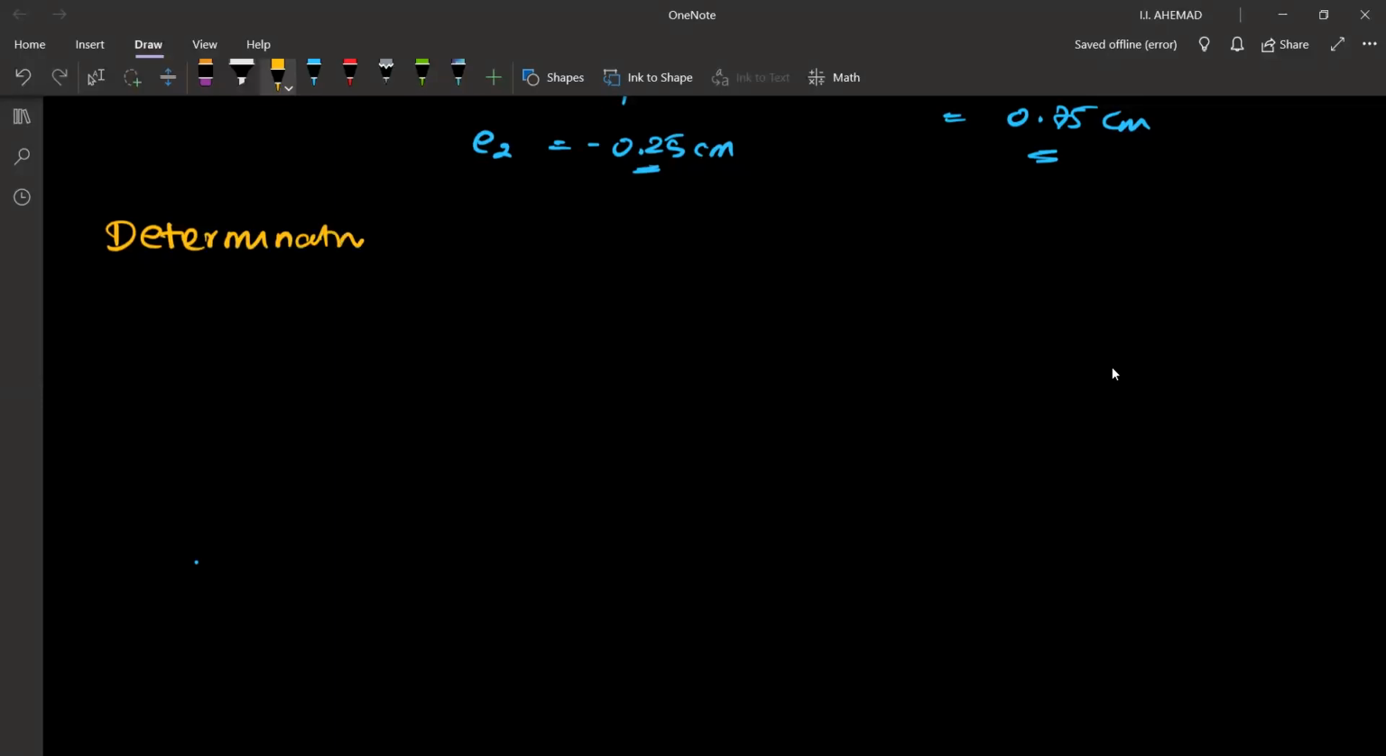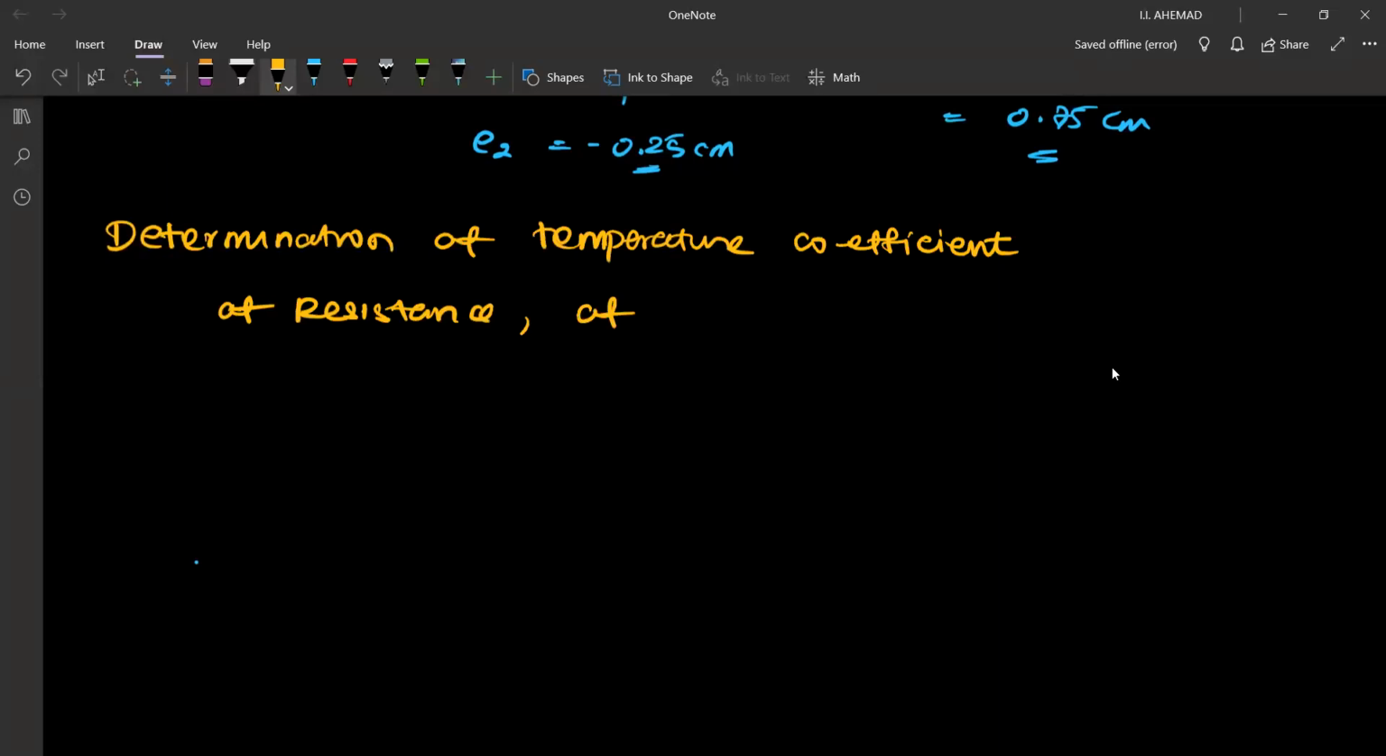Determination of temperature coefficient of resistance, temperature coefficient of resistance of a wire.